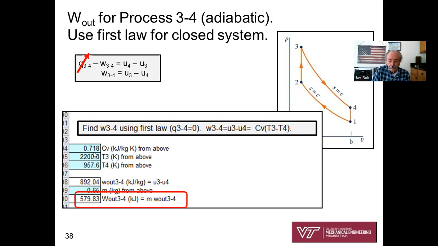Okay. I didn't explain that very well. I'm going pretty fast now. So let me slow down. The work out from 3 to 4, little w from 3 to 4, is U3 minus U4. That's the first law, 892 kilojoules per kilogram. Apply the mass to get capital W out, 579.83 kilojoules.